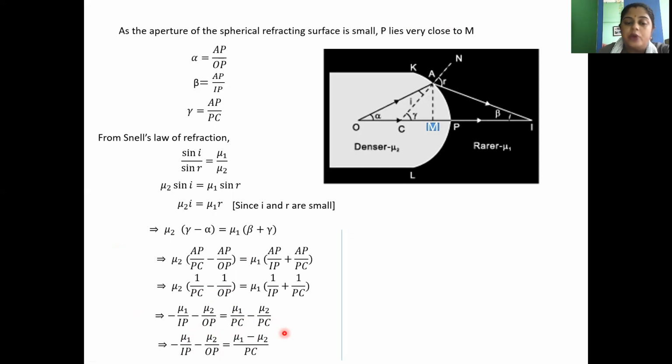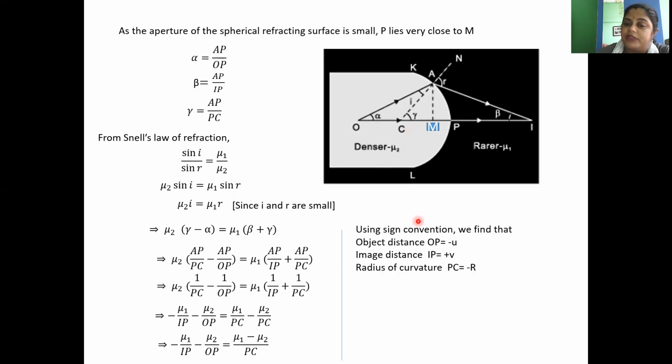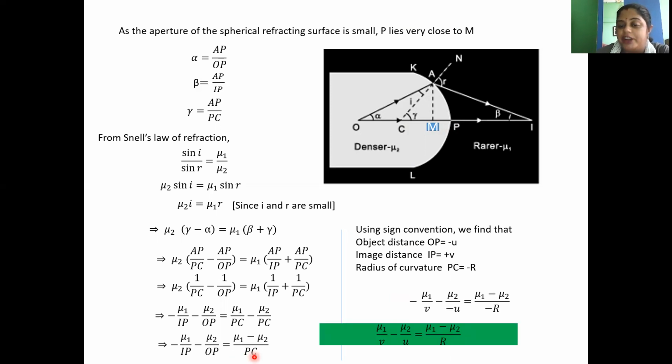Now what is IP, OP, PC? OP is the object distance. PI is the image distance. PC is the radius of curvature. Now we will use the sign convention. According to sign convention, OP is negative because it is on the left side; we are measuring this from the pole in the direction opposite to the incident ray. That's why it is negative. PC, that is R, the radius of curvature, is also negative. U is negative, R is negative, only the image distance PI, that is V, is positive. So put the values and simplify this, and after simplification we get the refraction formula. I hope there is no problem with this derivation.